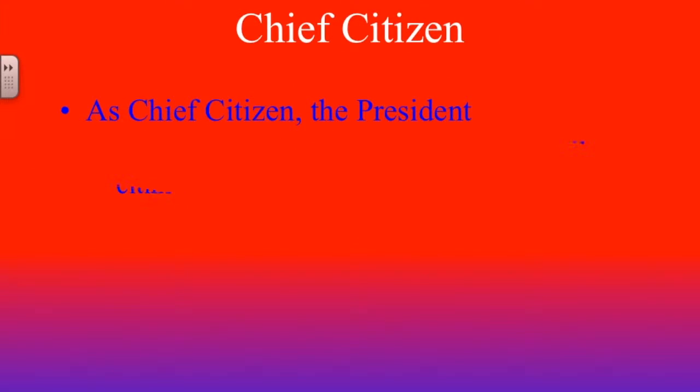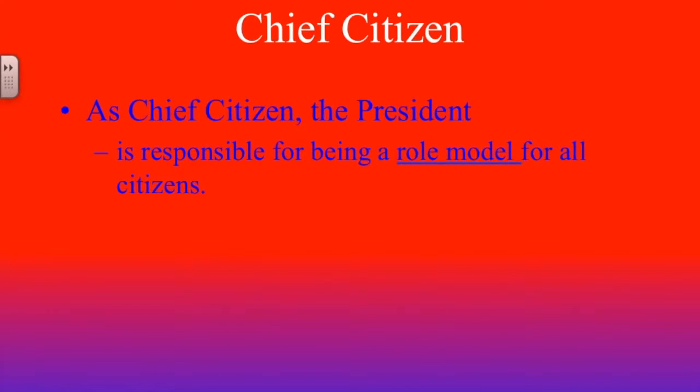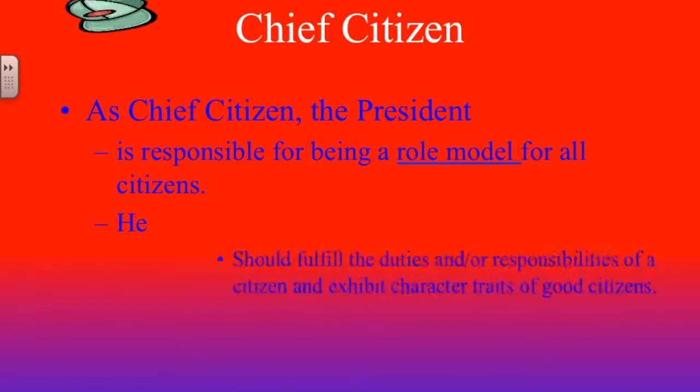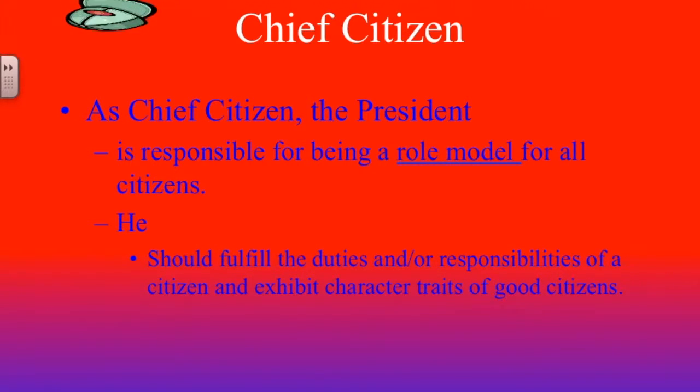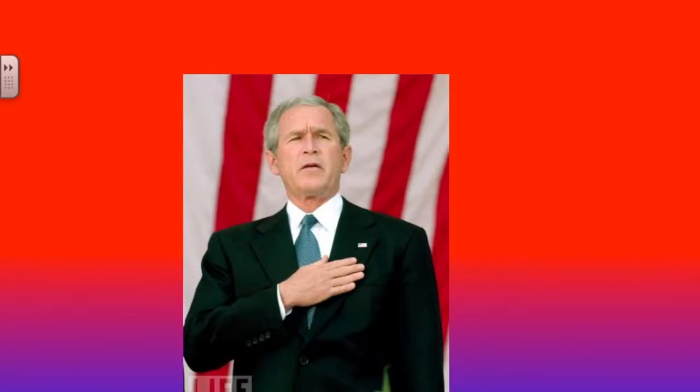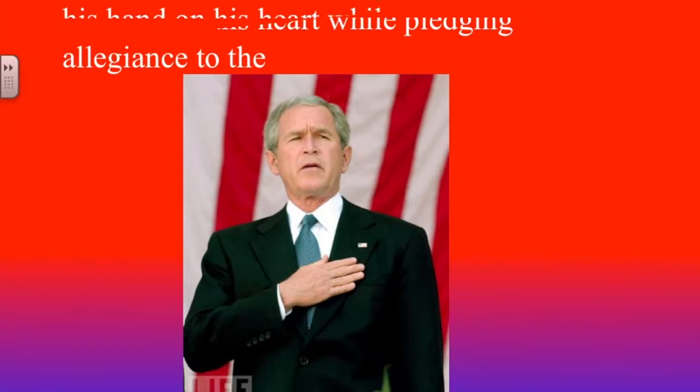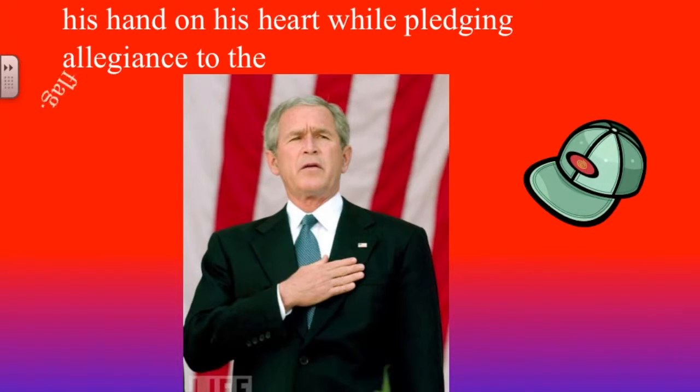As chief citizen, the president is just a role model. He works for the good of the citizens. He basically should fulfill the duties and responsibilities as well as exhibit character traits of a good citizen. An example, as chief citizen, President George Bush puts his hand on his heart while pledging allegiance to the flag.